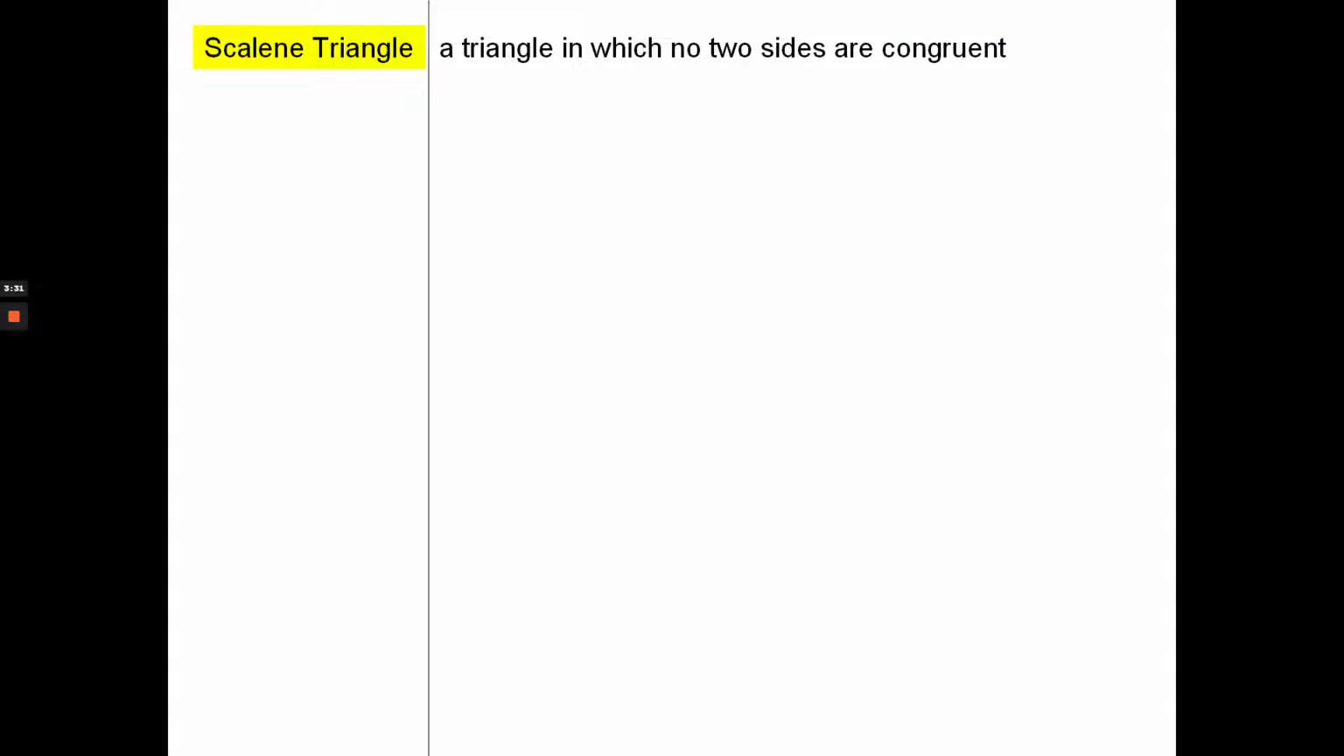A scalene triangle is a triangle in which no two sides are congruent, or in other words, none of the sides are congruent. So for example, if I have 3 for one side, 8 for PR, and 10 for QR, these three sides are different lengths, so none of the sides are congruent. So triangle QPR is a scalene triangle.